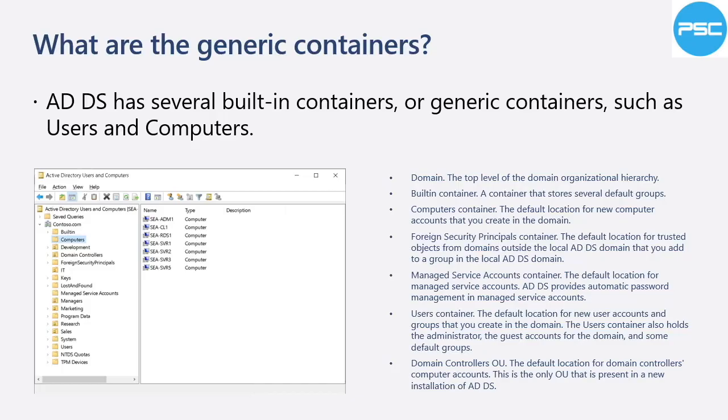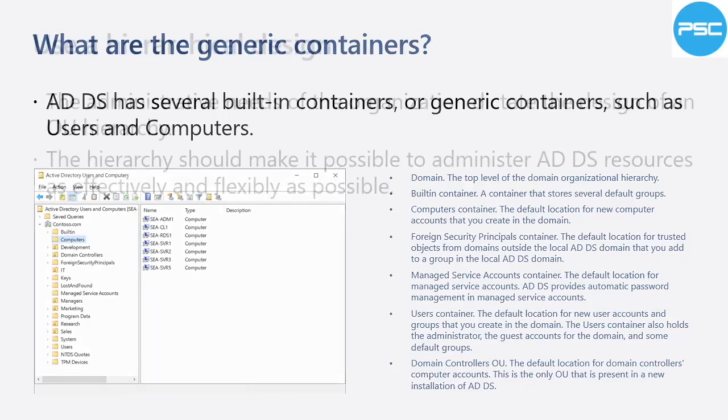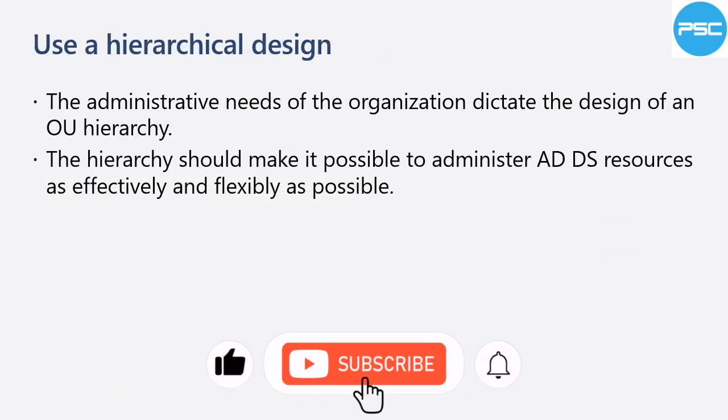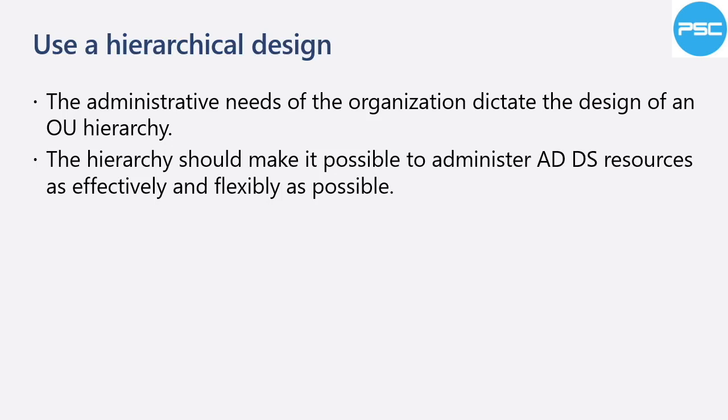Remember that containers in an ADDS domain cannot have GPOs linked to them. To link GPOs to apply configurations and restrictions, create a hierarchy of OUs and then link the GPOs to them. The administrative needs of the organization dictate the design of an OU hierarchy. Geographic, functional, resource, or user classifications could all influence the design. Whatever the order, the hierarchy should make it possible to administer ADDS resources as effectively and flexibly as possible. For example, if you need to configure all IT administrators' computers in a certain way, you can group all the computers in an OU and then assign a GPO to manage those computers.